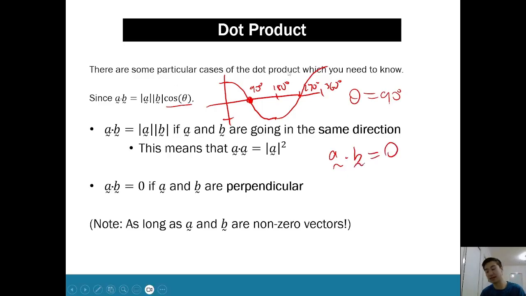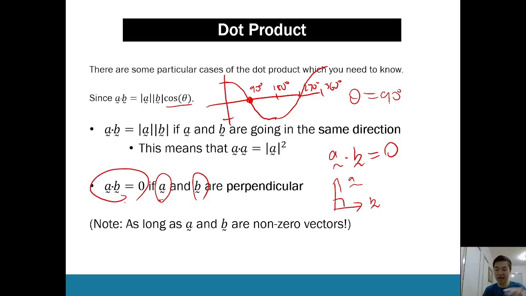If cos 90 degrees is 0, that means if A and B are perpendicular, that means that the angle between those two vectors will be 90 degrees. And therefore the dot product will be 0. So if they're perpendicular, the dot product between A and B will be 0.